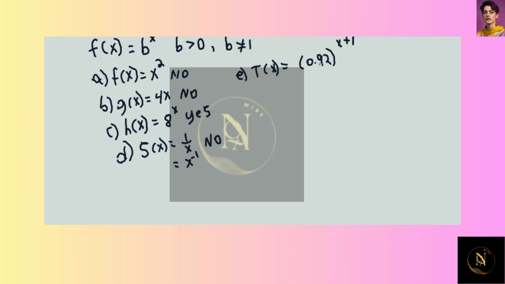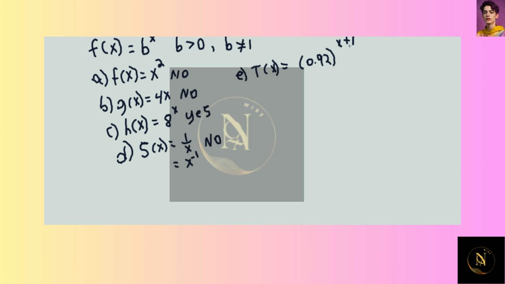Now in this case, it's not a whole number. Is that okay? Well, yeah, the only restrictions on b is that it has to be positive. 0.92 is positive, and it can't be equal to 1. 0.92, not equal to 1. So yes, my constant b is fine. What about my exponent? I have x plus 1.